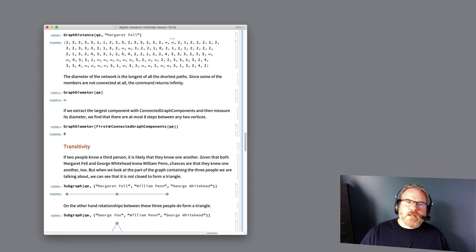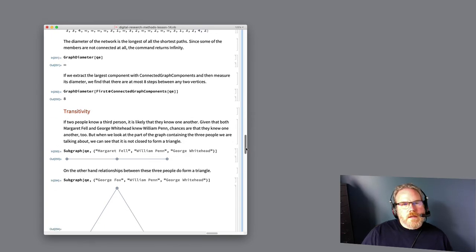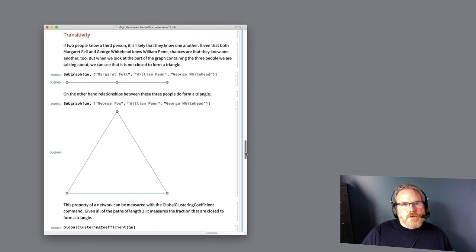If she's part of that large connected component, she doesn't know anyone who could introduce her to the people who are in the pairs or triplets, the much smaller networks. We can also talk about what's called transitivity.